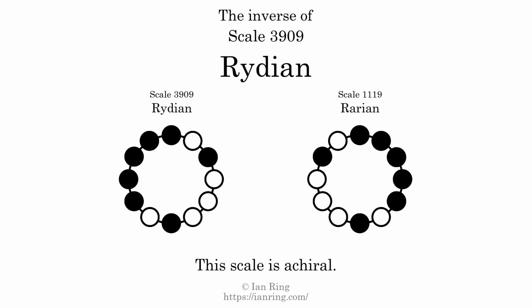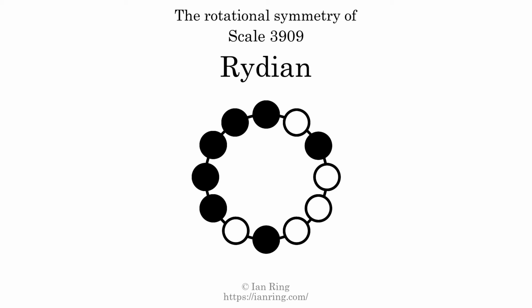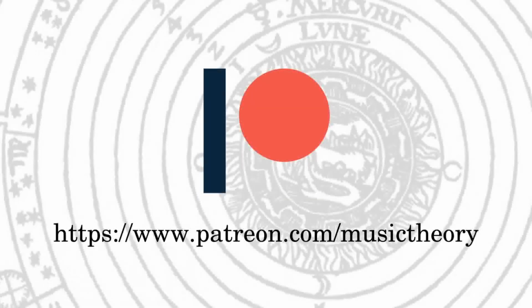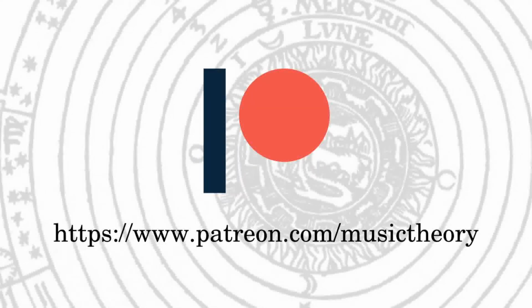The inverse of a scale is a mirror image. It is what you get when the sequence of intervals is reversed. The inverse of this scale is scale 1119, also known as Rydian. This scale is achiral, since it can transform into its own reflection by a rotational transformation. This scale has no rotational symmetry. For even more detail about this scale, visit ianring.com/musictheory/scales/3909.